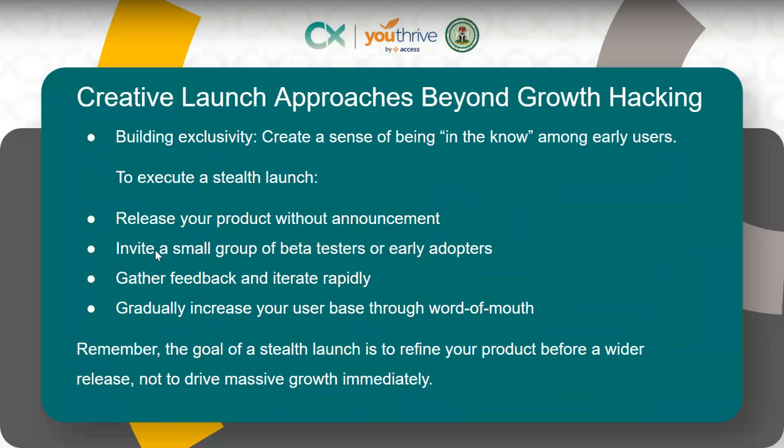So what you do is you're building exclusivity. Create a sense of being in the know among your early users. Stealth is just you releasing in a very low-key manner, but using it with some set of people that are your users that know about this thing, maybe people that are really engaging. So you release your product without announcing it. Invite a small group of testers or beta early adopters, gather feedback and iterate rapidly. Gradually increase your user base through word of mouth.